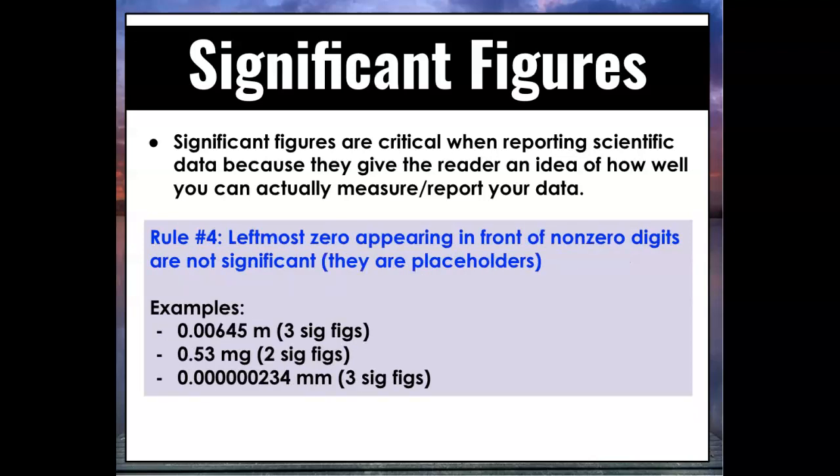All right, rule number 4. The leftmost zeros appearing in front of the non-zero digits are not significant. They are only placeholders. And this is what I was trying to get to with the last example. So the zeros in front of the numbers, even if it's after a decimal place, are not significant. So the 2 zeros in front of the 6 in 0.00645 are not significant because they're just placeholding that number there. So there's only 3 significant figures in that one. And the other examples kind of explain that as well.